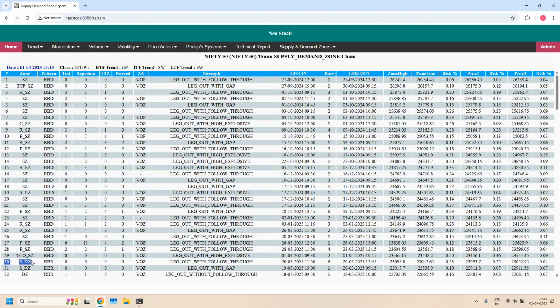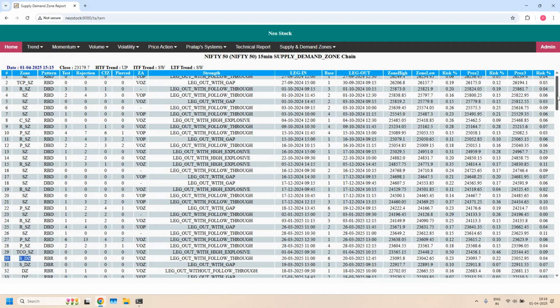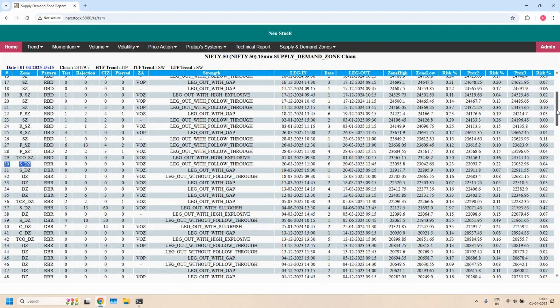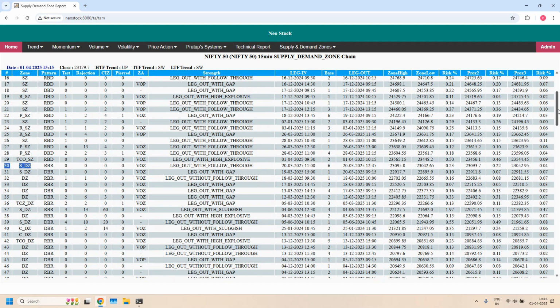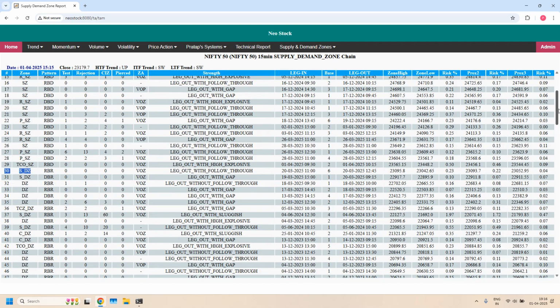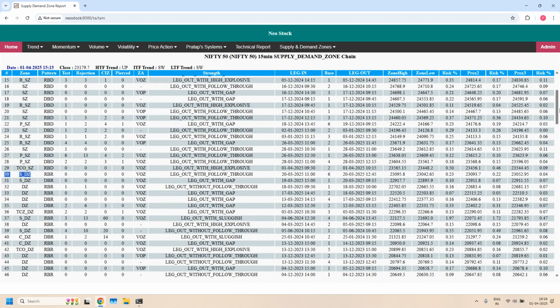Serial number 30 is the nearest demand zone to the current closing price. Let me put it in the center. So this is 15 minutes supply demand zone chain for NIFTY.